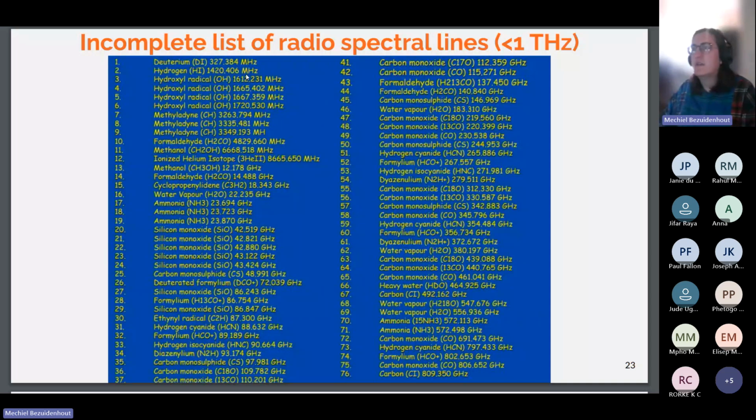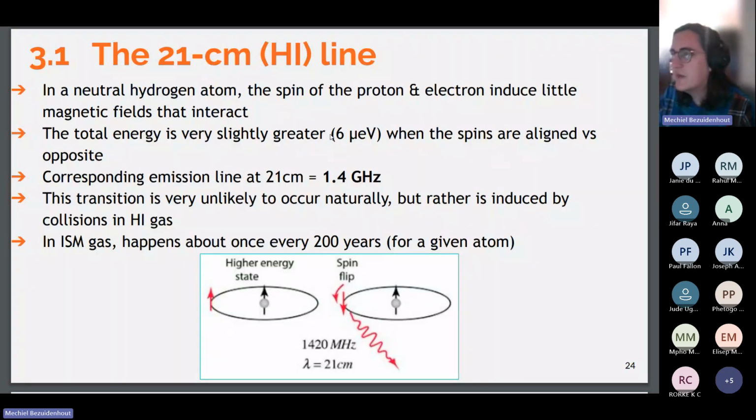So this is a very important emission line in radio astronomy. It's the line that comes from a neutral hydrogen atom. In a neutral hydrogen atom, meaning there's a proton and an electron, those particles spin and induce a tiny magnetic field that interact with each other. And the total energy of the atom is very slightly greater when the spins of the proton and electron are in the same direction compared to if they're in opposite directions. It's a very small energy difference, only about 6 micro electron volts.